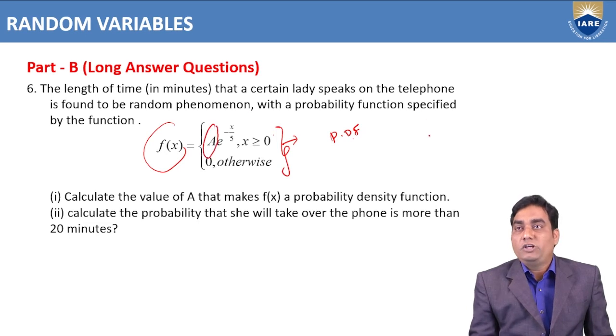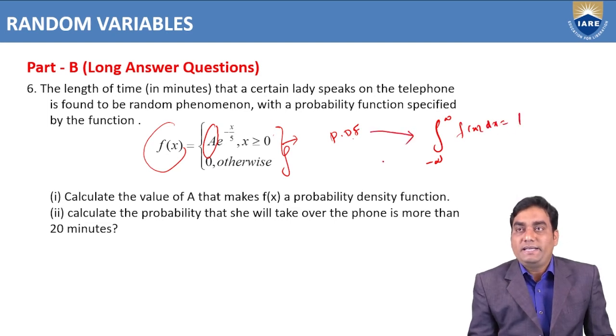How to find it? We know that the integral from minus infinity to infinity of f of x dx equals 1 if it is a PDF. The function is a PDF, you got it. If it is a PDF, by using this formula you can find out A. How? Integral from minus infinity to infinity. What is f of x? A into e power minus x by 5.